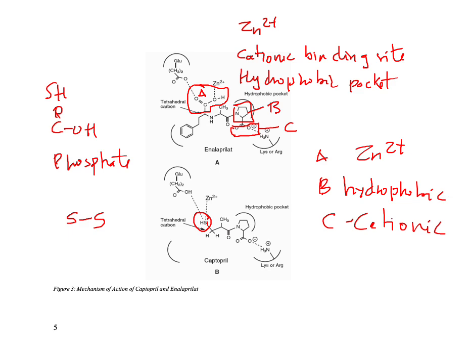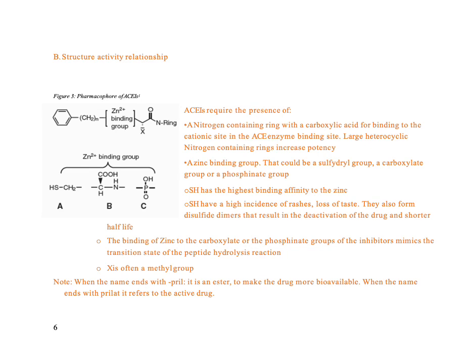Let's dive a little deeper into the structure activity relationship of these ACE inhibitors. Okay, let's run through the structure activity relationship of these ACE inhibitors here and add a little more to what we've already talked about. So the ACE inhibitors require a nitrogen containing ring, okay? And that nitrogen containing ring needs to have a carboxylic acid attached to it for binding to the cationic site of the ACE enzyme binding site. It is to note that large heterocyclic nitrogen containing rings increase the potency. So the larger the heterocyclic nitrogen containing ring, the higher the potency.